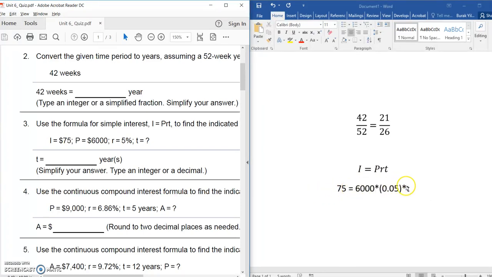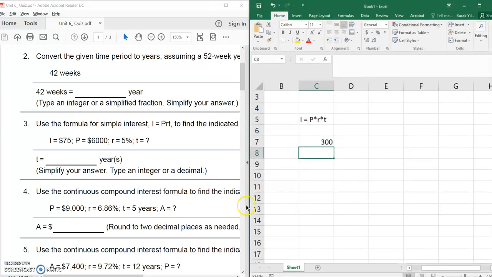Everything is in the right place, and the only unknown here is T, time in years, and that's what we need to find out. So you can multiply 6,000 and 0.05. We're going to multiply 6,000 by 0.05. You can either use a calculator or use Excel. So I used Excel to do that multiplication. It's 300.